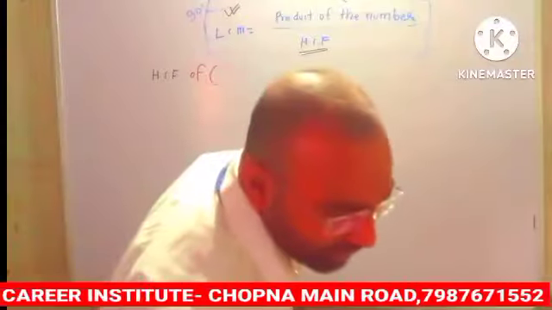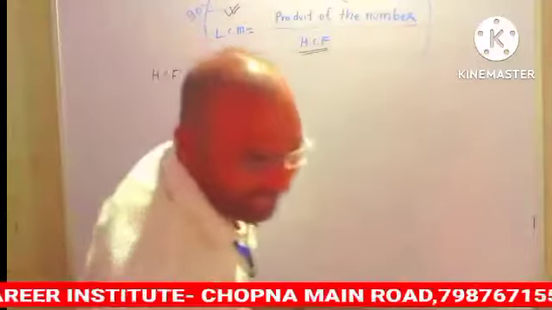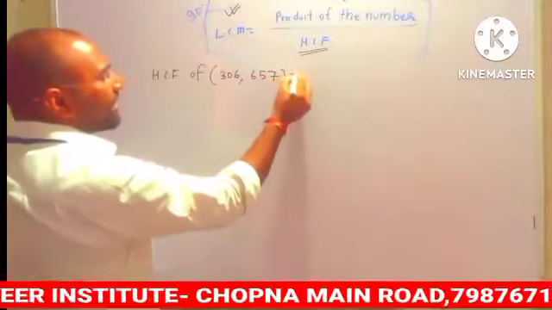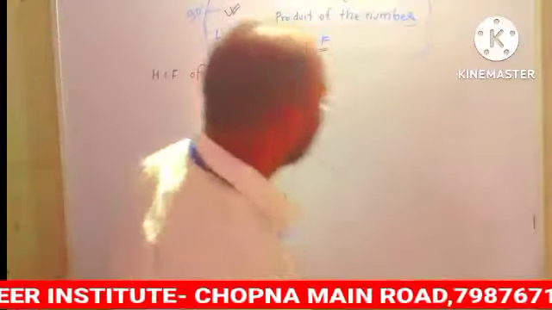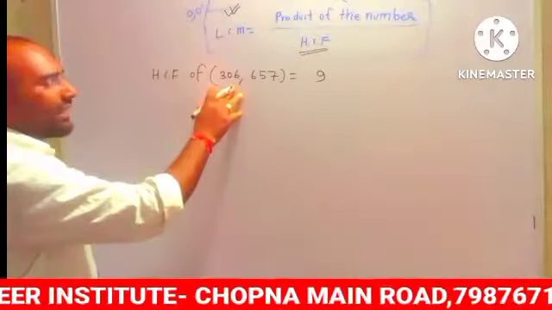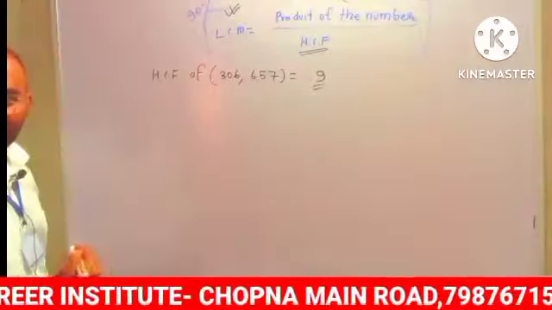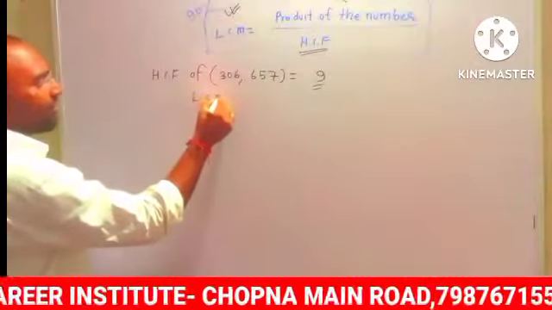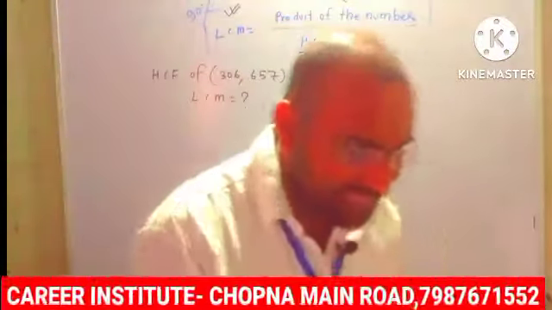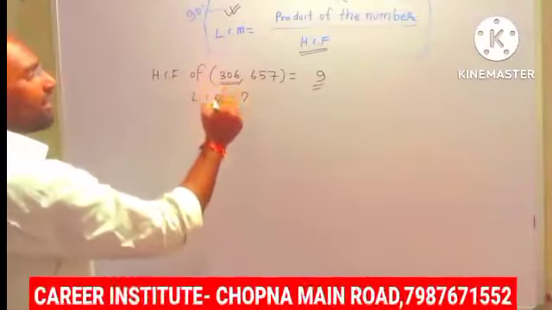HCF of 2 numbers 306 and 657 is equals to 9. HCF of 306 and 657 is equals to what? 9. Clear? What we have to find out? LCM. इसमें निकालना क्या है? LCM. And what are the 2 numbers? 2 numbers कौन कौन से हैं? 306 and 657.